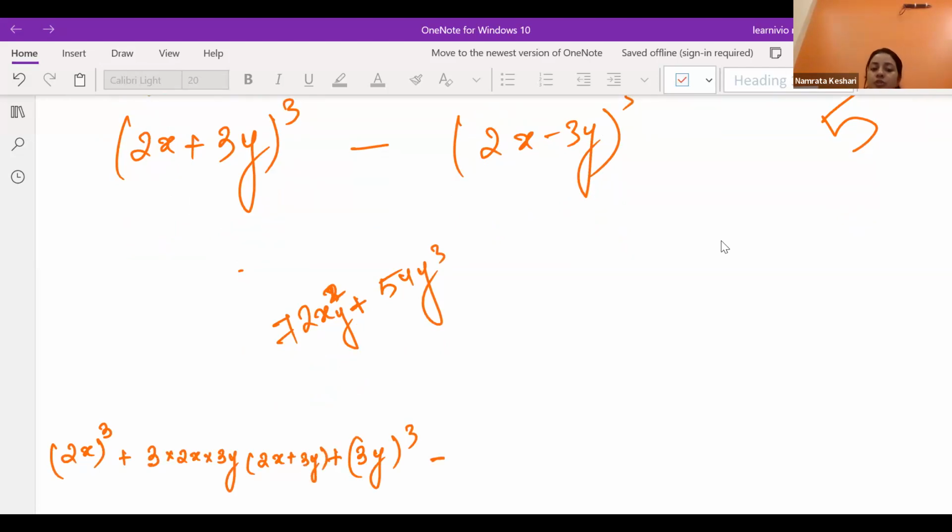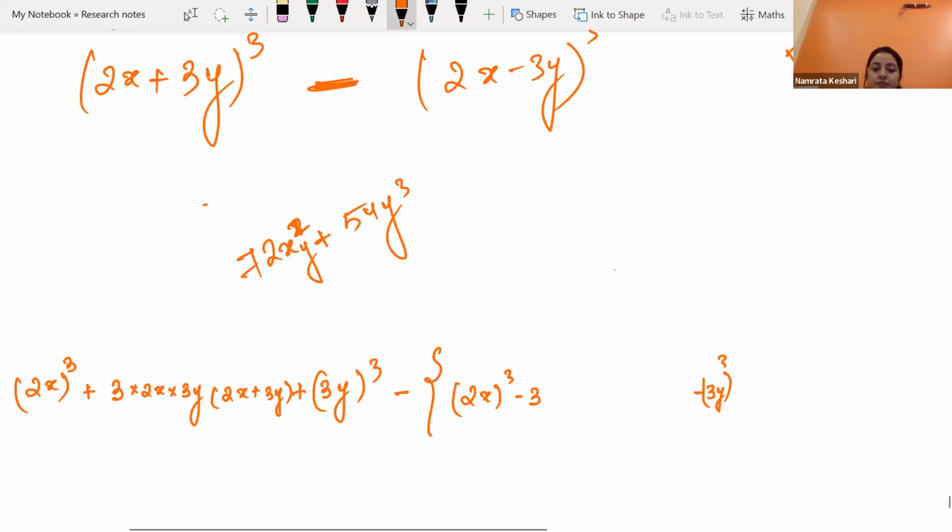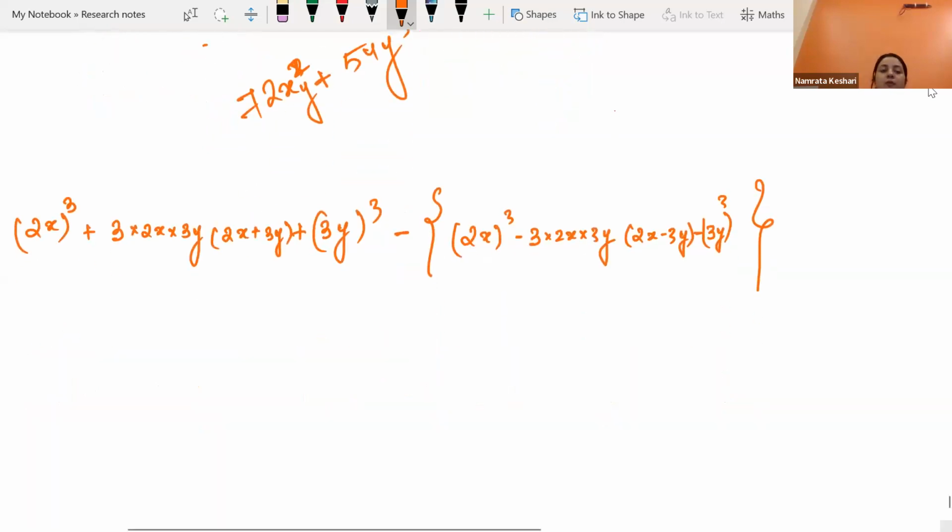Next, again, we'll be using the formula. Again, a cube. See, I have given the curly bracket because we know that there is a minus sign in between, so we will be careful. A cube, then b cube, minus b cube this time, minus 3ab in bracket a minus b. This is the formula we have written, and we have expanded it.